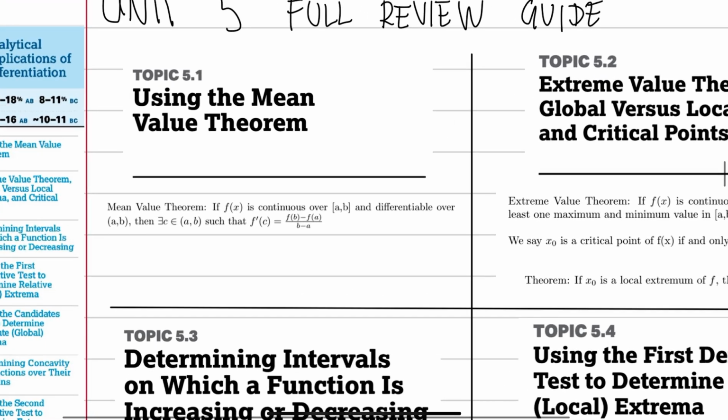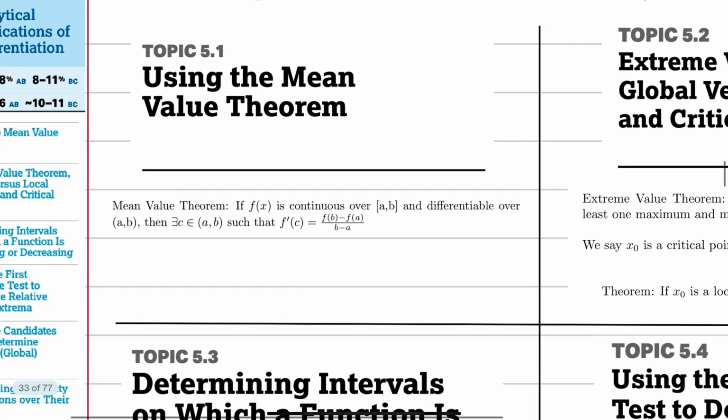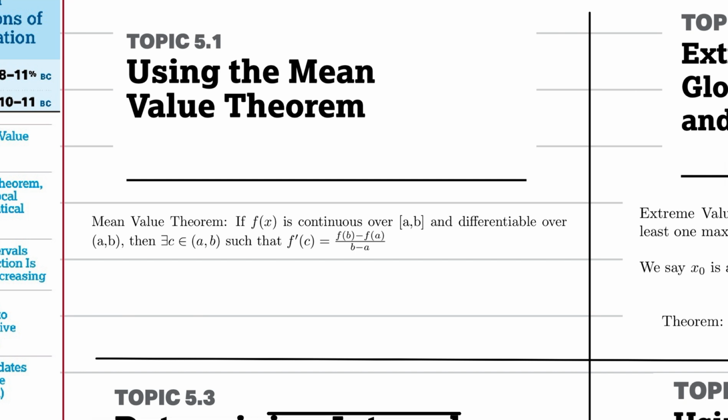Topic 5.1, Using the Mean Value Theorem. Now, you just need to know the statement, right? If f of x is continuous over the closed interval [a, b] and differentiable over the open interval (a, b), then there is a c in the open interval (a, b) such that the derivative of f at c is the average rate of change.